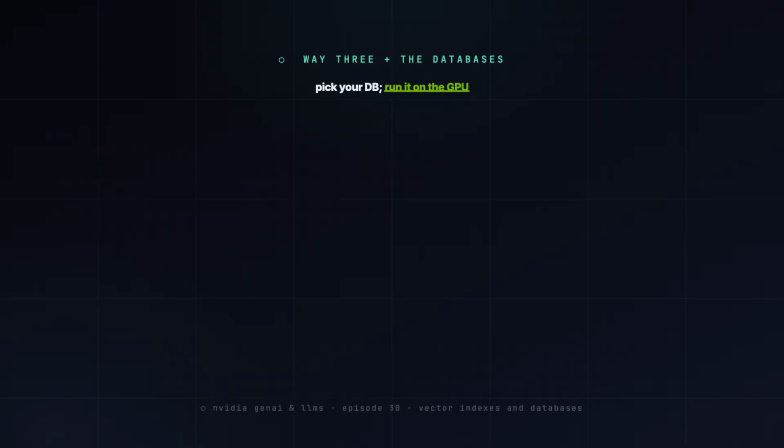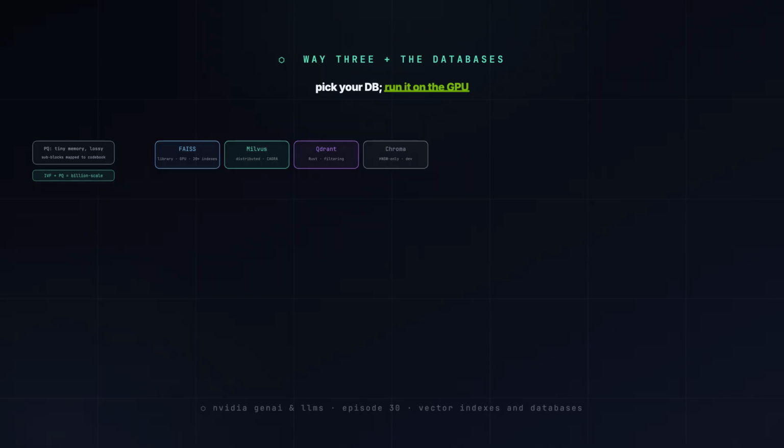Now the databases. FAISS is a library, not a server, 20 plus index types, the fastest raw indexing, GPU support, you embed it in your own process. Milvus is the distributed production scale one, and it was the first vector DB with GPU CAGRA indexing. Qdrant is Kubernetes-friendly, Rust, HNSW with great metadata filtering. Chroma is HNSW only and perfect for prototyping.